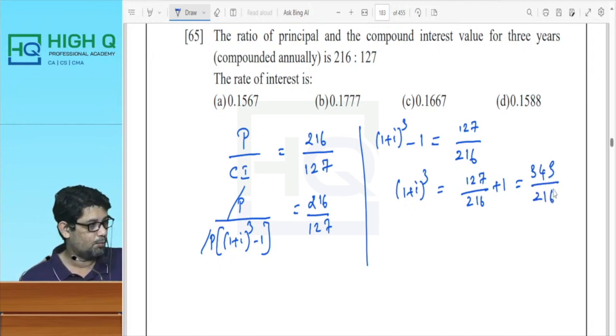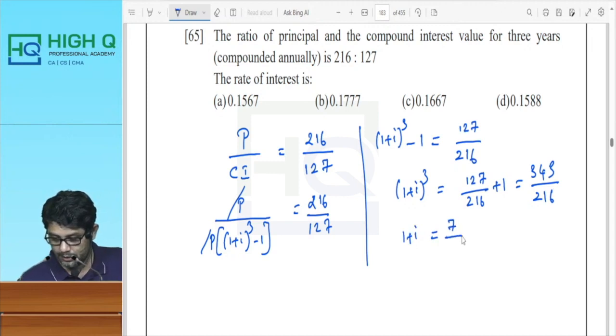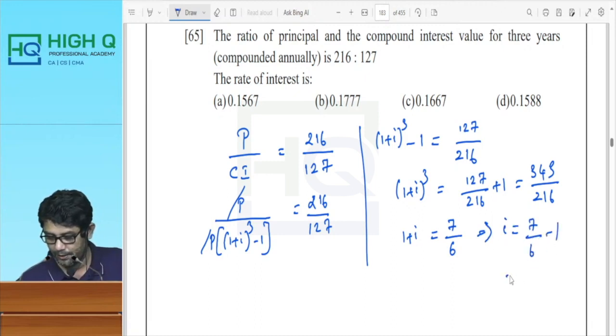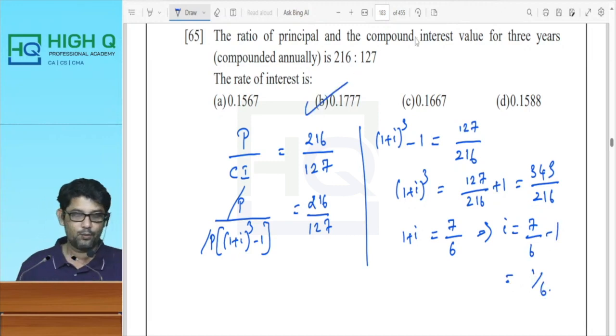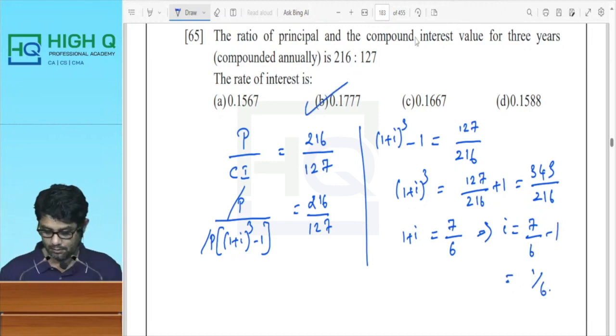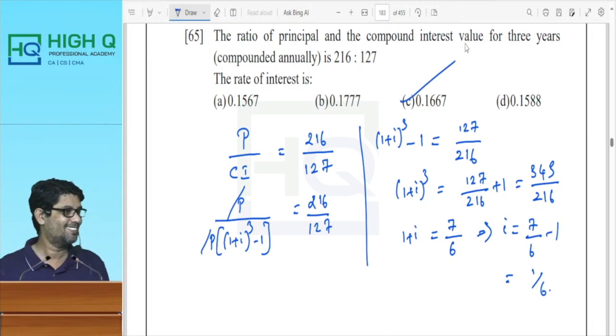Taking cube root on both sides, 1 plus I is equal to 7 by 6. I is equal to 7 by 6 minus 1. What is it? 1 by 6, which is 0.1. Is it right? Let me check. 1 by 6 is what? 0.166666. So option C is the right answer.